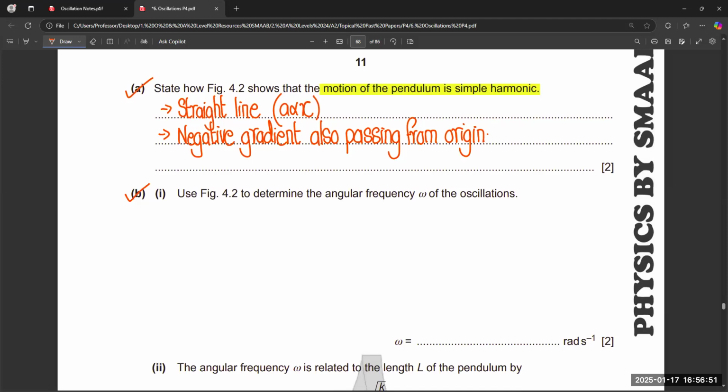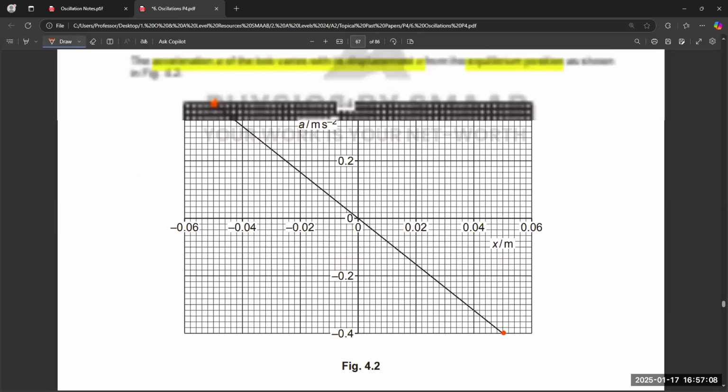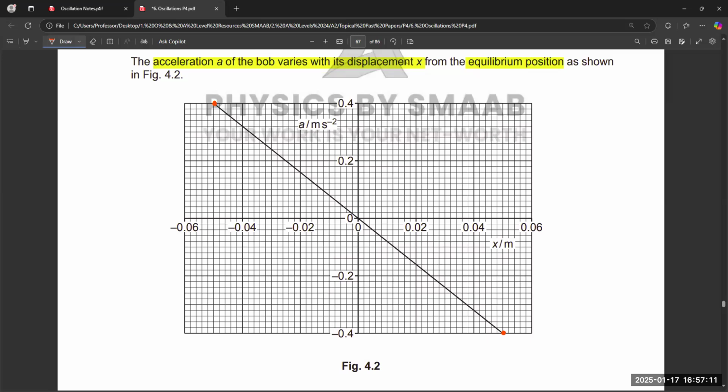Now in the B part, use figure 4.2 to determine the angular frequency omega of the oscillation. So with the help of the same graph, we need to find the angular frequency of the oscillations. Okay. So we have acceleration given and displacement given. So any idea? The answer is very simple to derive from the question. If you remember the exact formula for simple harmonic motion, then the calculation will be very simple.